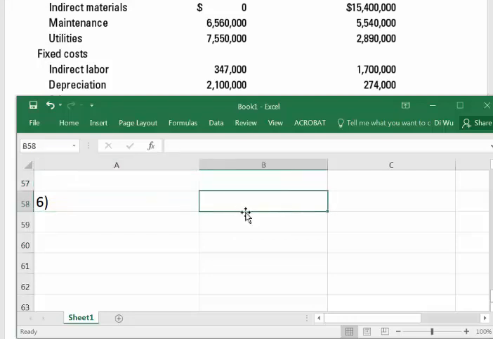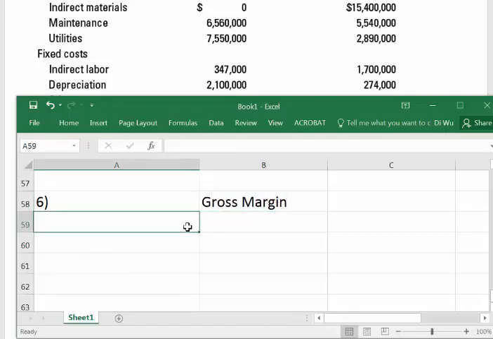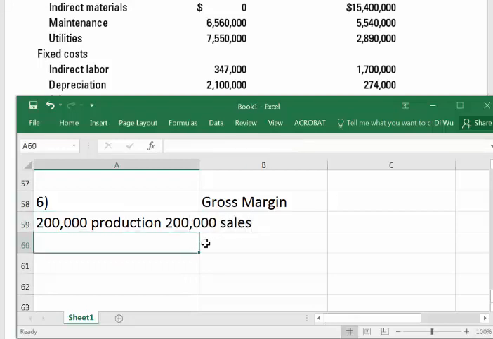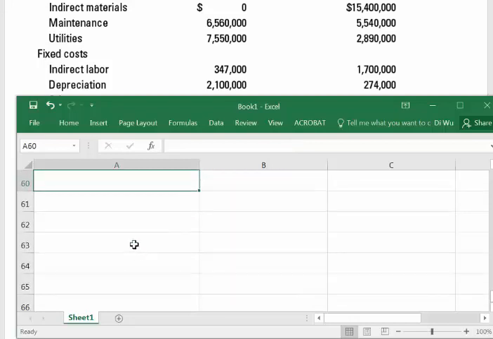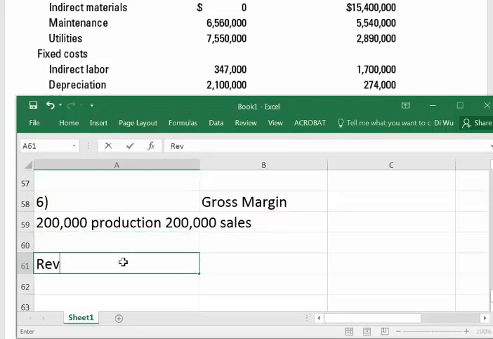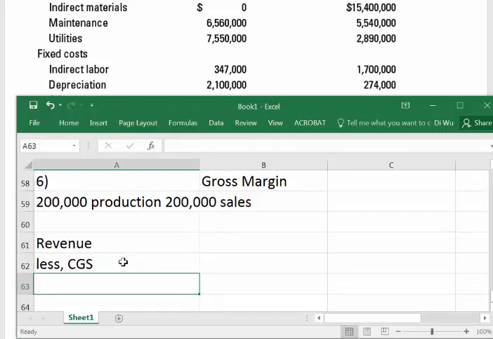So we're looking at the gross margin. So how to find the gross margin? All we have to do is just take a look at the two possibilities. So I'm going to look at 200,000 production, 200,000 sales. In this case, we start with the revenue, then less CGS, then we have gross margin.